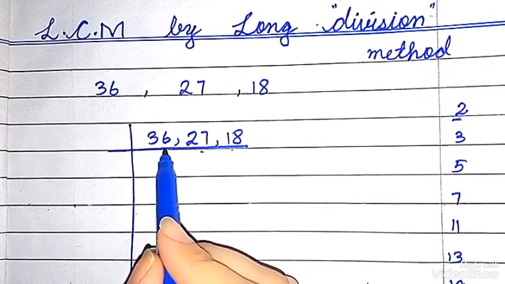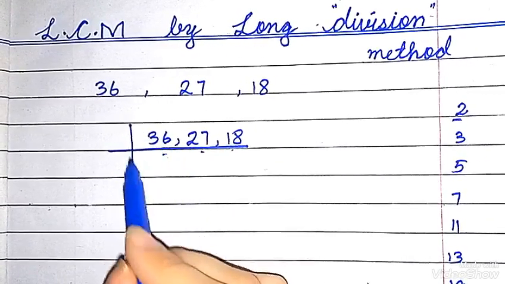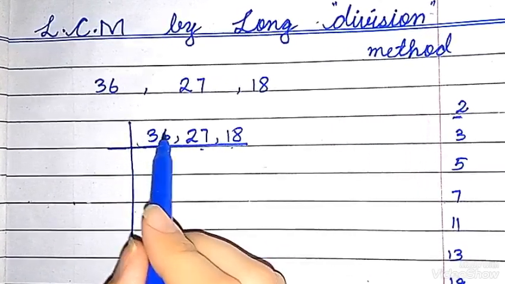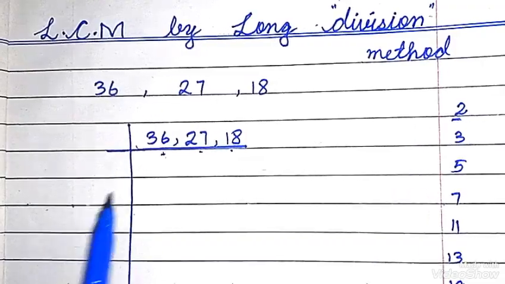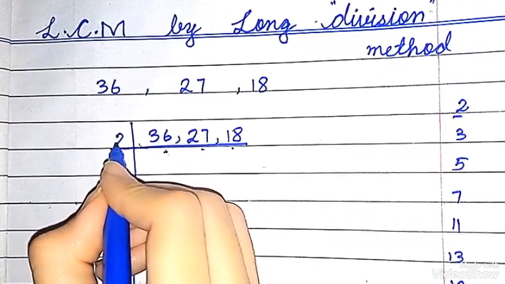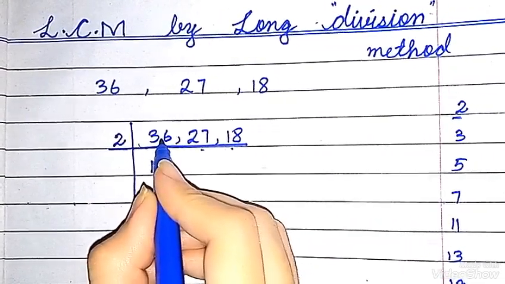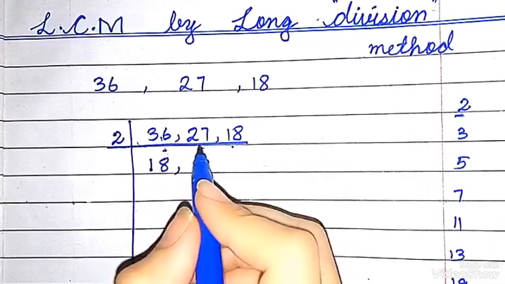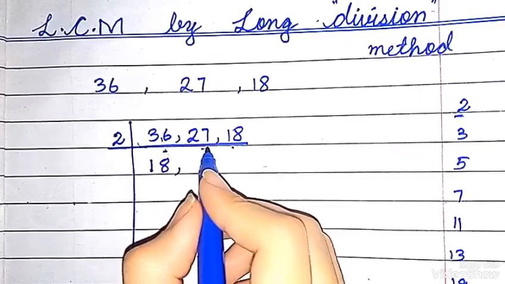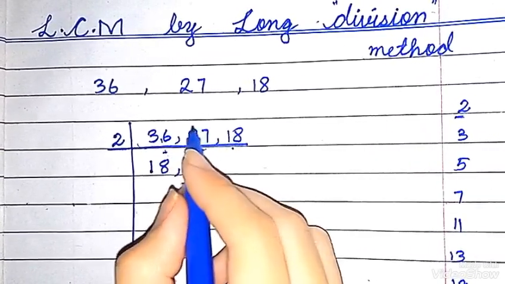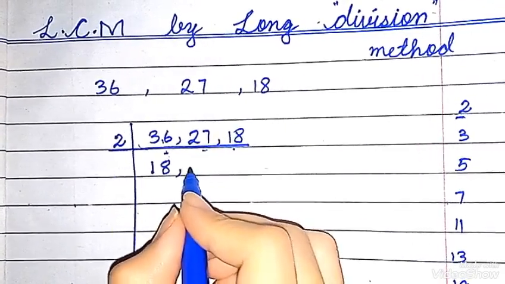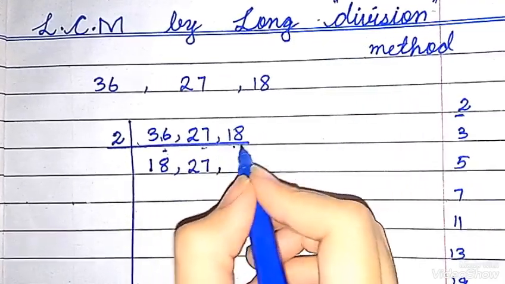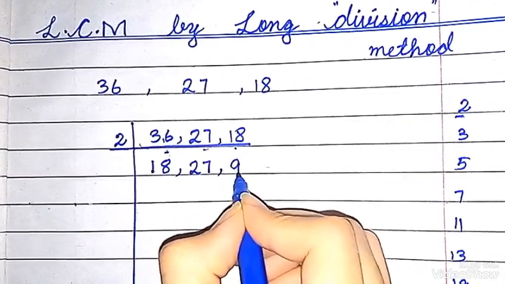36 ends in 6, an even number. If the last digit is even, the whole number is divisible by 2. So 36 is divisible by 2, and 18 is also divisible by 2. We do the division here. 2 ones are 2 and 1 left. 16, 2 eights are 16. 27 comes down as it is, because it is not divisible by 2. As you can see, 7 is an odd number, so it is not divisible. So 27 comes down as it is. And the next number, 18, is divisible by 2. As you know, 2 nines are 18.